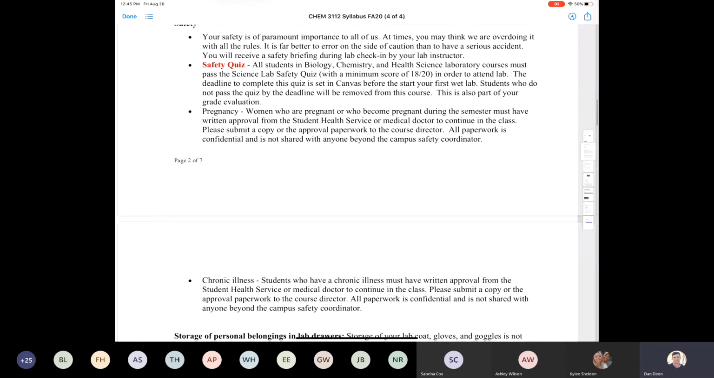Anyhow, the whole thing about pregnancy, I'll just mention this very quickly. It says here, women who are pregnant or become pregnant have to have written approval from the student health center or a medical doctor to continue. And then as far as me knowing or your lab instructor knowing, that is none of our business. That would be a FERPA violation if we forced you to tell us, which I would never do.